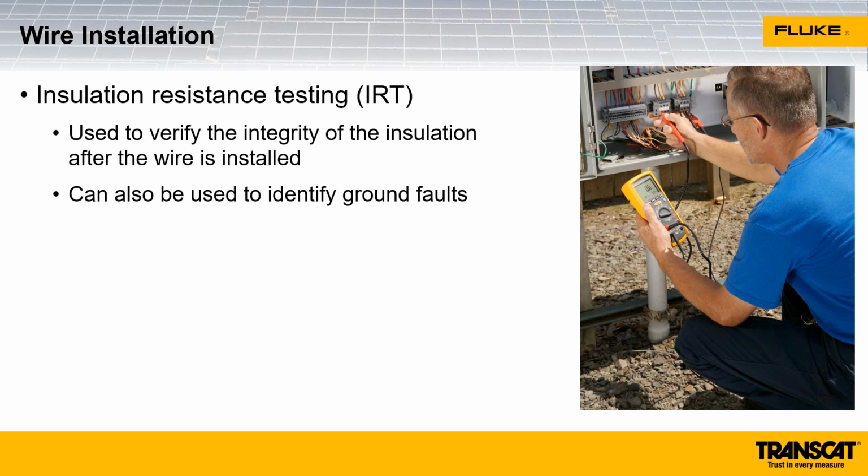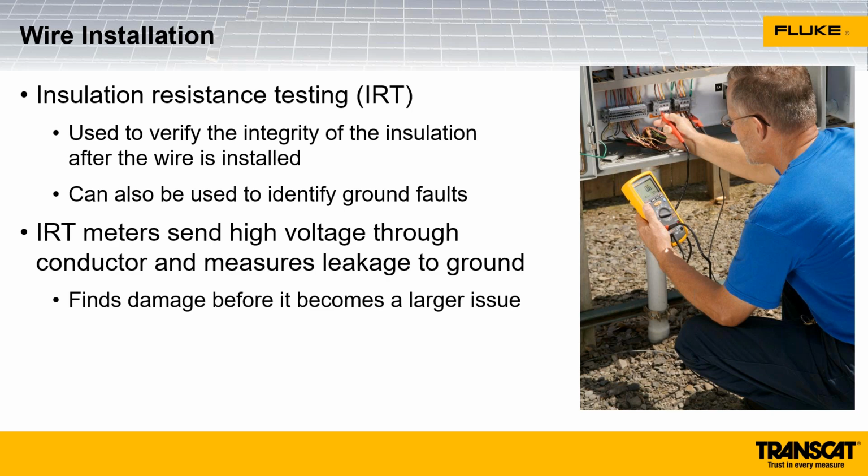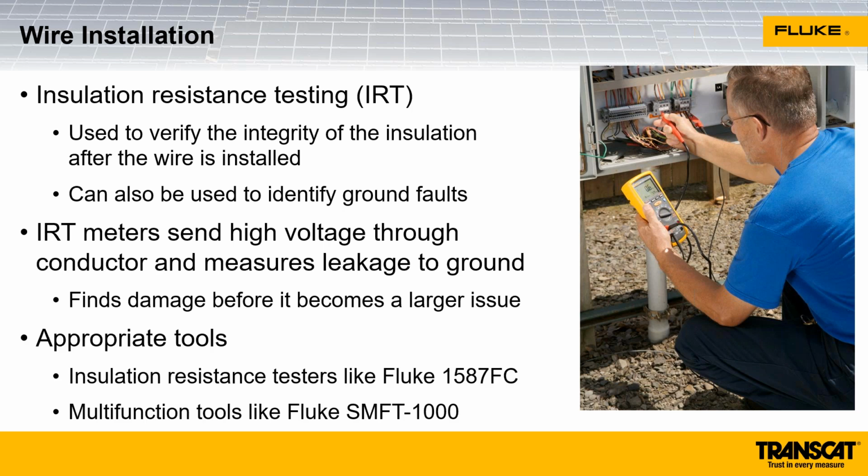We can also use it to identify ground faults, which we'll talk a little bit more about in the operations and maintenance stage. So an insulation resistance tester sends a high voltage through the conductor. The conductor has to be separated from any electrical equipment. Usually we cap one end of the conductor, and then at the other end of the conductor we connect it to our meter, and then the other terminal on our meter or probe on our meter connects to ground. And it's sending that high voltage through the conductor and seeing if there's any current leaking to ground. If there is, then we know that there's an issue with that conductor and we need to repair that.